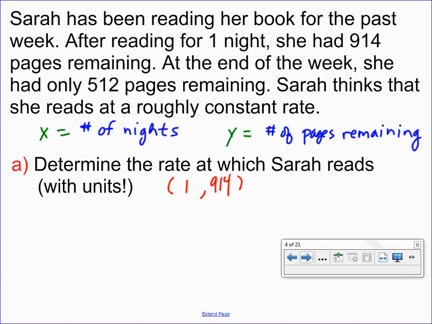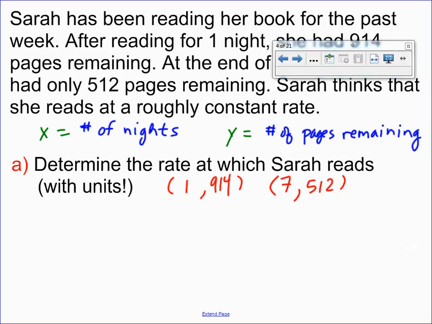Awesome, thank you. What other point am I given based on the written information? Right, what's another point I'm given based on the written information? Anna? Awesome, thank you. Raise your hand if you have these 2 points. So these are the 2 points given in our linear relationship. Thank you. Let's go ahead and now determine the rate at which she reads.